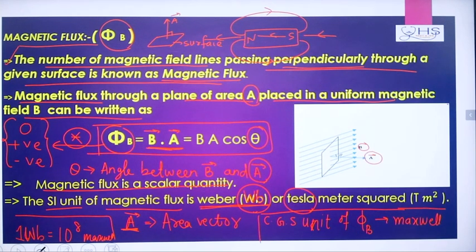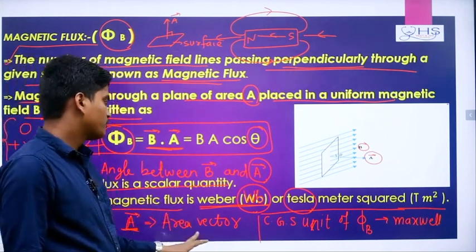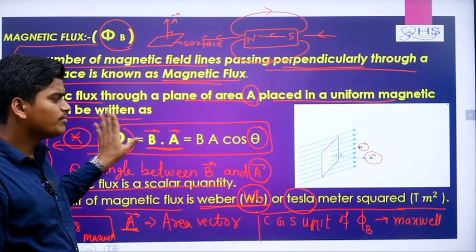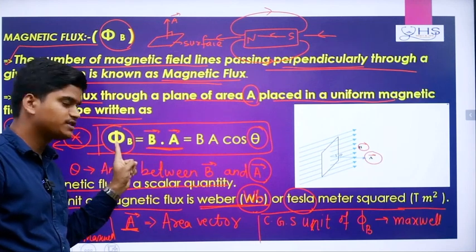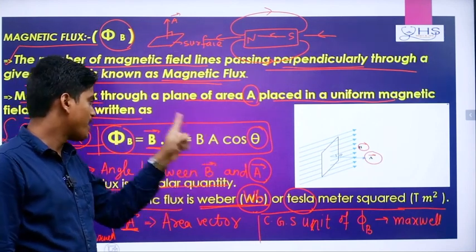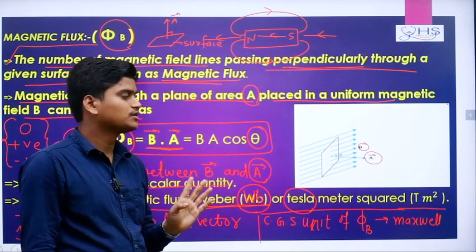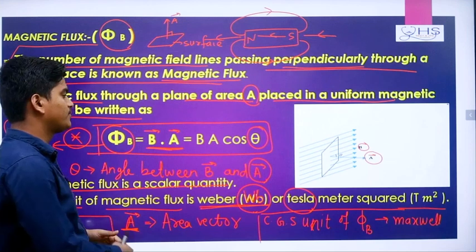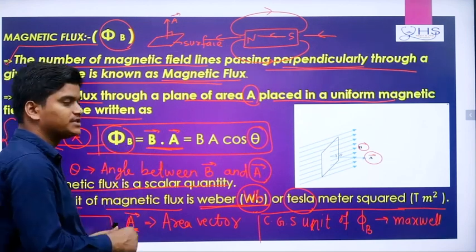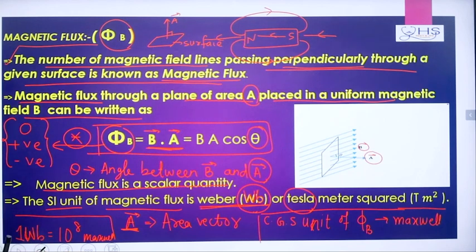So depending on the theta value, flux will be positive, negative, or 0. So this is the whole idea about magnetic flux. Suppose you want to change the magnetic flux: if you change the magnetic field, the magnetic flux will change. If you change the area, the magnetic flux will change. And if cos theta changes, it means you rotate the loop in a magnetic field. That time also the magnetic flux will change. Okay, so all these things discuss how magnetic flux can be changed.